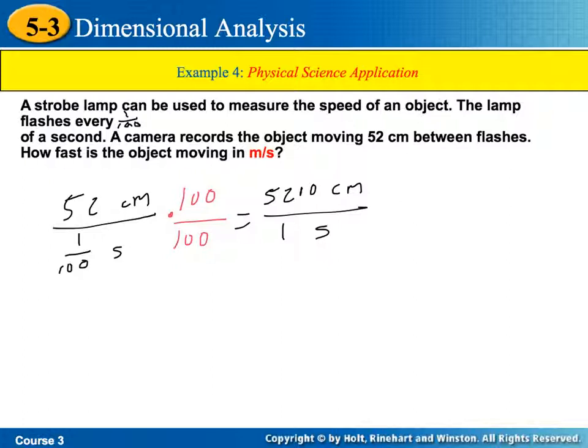Now I need to change this 5,200 centimeters per second into meters per second. Do I need to change my seconds at all? No, I don't. But I need to change centimeters into meters. So think about that. I need to change my centimeters into meters. But think about what my next fraction is going to be. Where do I need to put my label? That's what I want you to think about. Where do you put your labels?